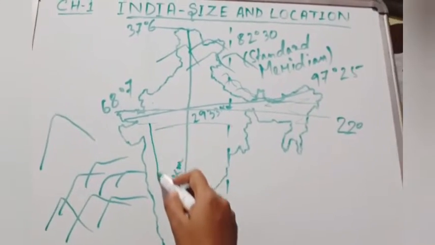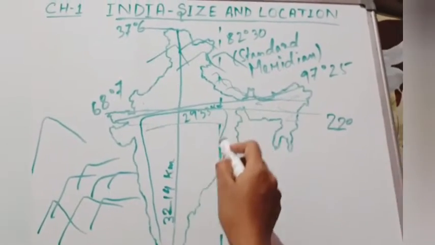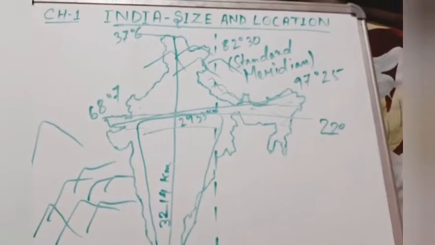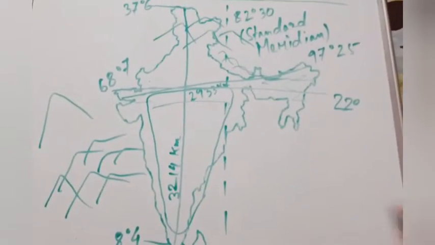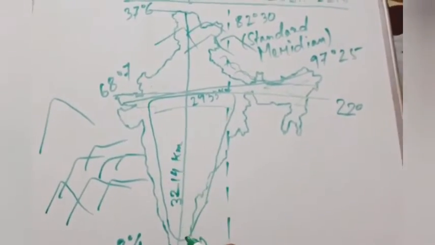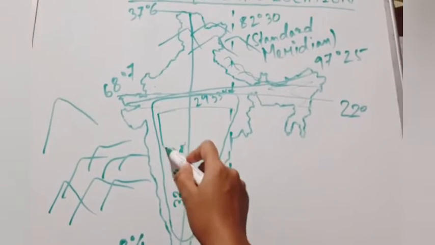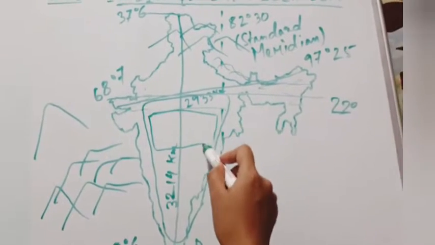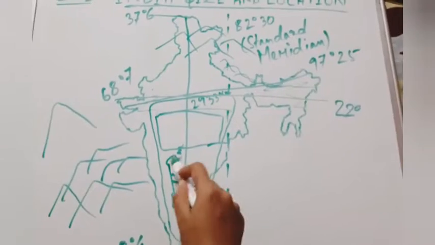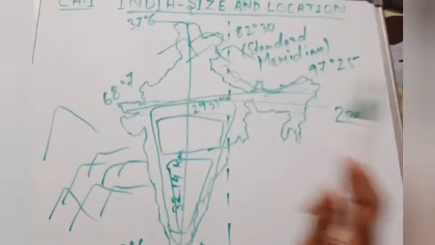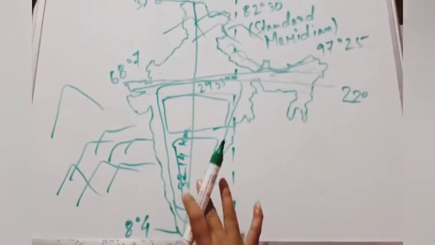And this southwest extension is known as the Peninsular Plateau, which we are going to discuss in the next lesson properly. But for now, the Peninsular Plateau is again divided into two parts. This part is known as the Central Highland. This part is known as the Deccan Plateau. So it is divided into two more parts. So this is the southward extension.